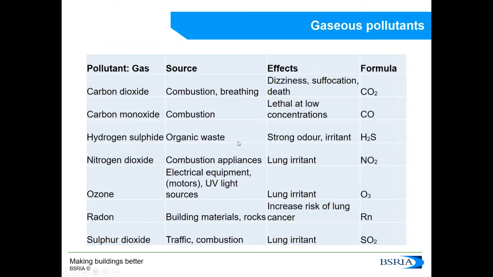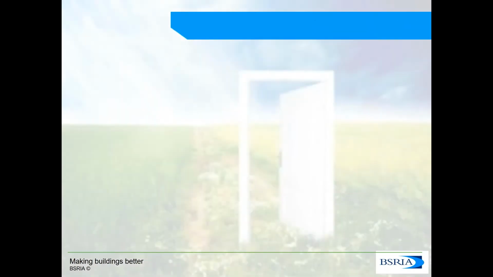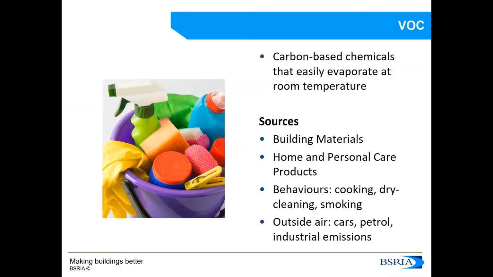So we have seen a few gases and their effect on health, and now we're going to move to the next type of contaminants indoors, which are VOCs. VOCs, or volatile organic compounds, are carbon-based materials that can easily evaporate at room temperature. Generally they come from building materials, carpets, painting, furniture, or cleaning products. Sometimes they come from personal care products such as perfumes or nail polish.